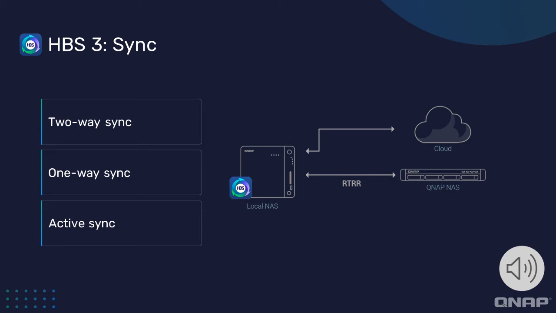A one-way sync will copy data from the local NAS to the remote NAS. If a file is added or deleted on the local NAS folder, the file will be added or deleted on the remote folder. However, files added or deleted on the remote folder will not be added or deleted on the local NAS. ActiveSync will pull the data from the remote folder to the local NAS. If a file is added or deleted from the remote folder, it will be added or deleted on the NAS.